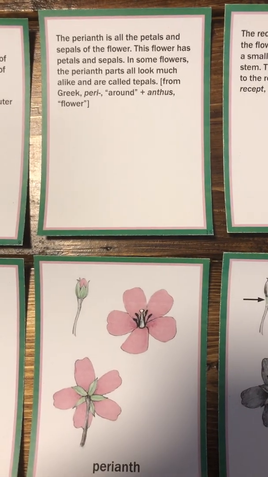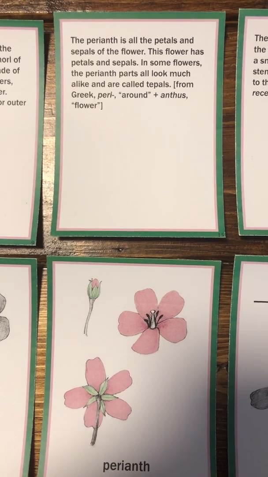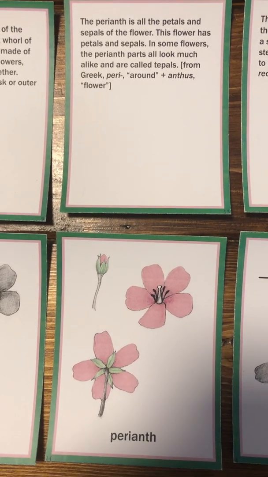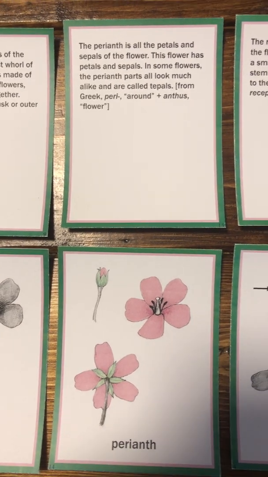So this one, it talks about the etymology, peri meaning around and anthus meaning flower. So it means around flower or around the flower. It's interesting.